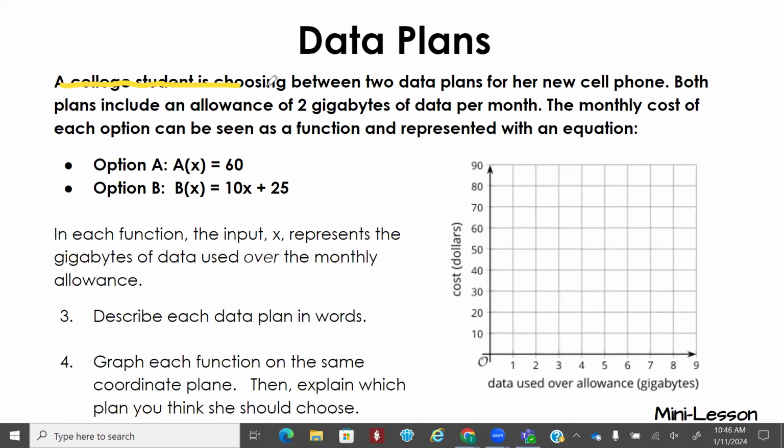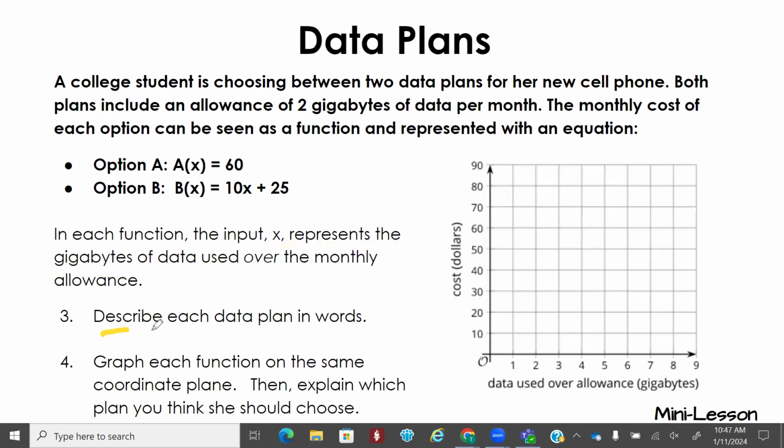A college student is choosing between two data plans for her new cell phone. Both plans include an allowance of 2 gigabytes of data per month. The monthly cost of each option can be seen as a function and represented with an equation. Okay, so here's option A, here's option B. In each function, the input X represents the gigabytes of data used over the monthly allowance.